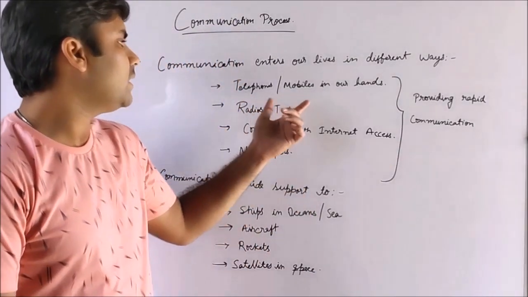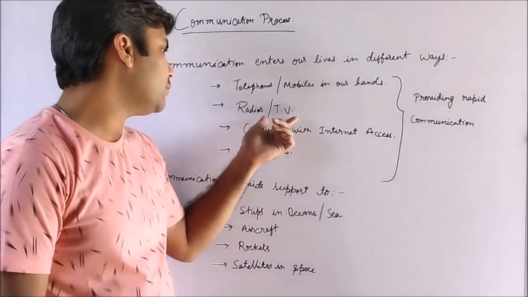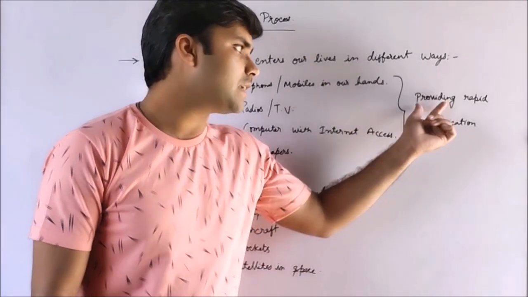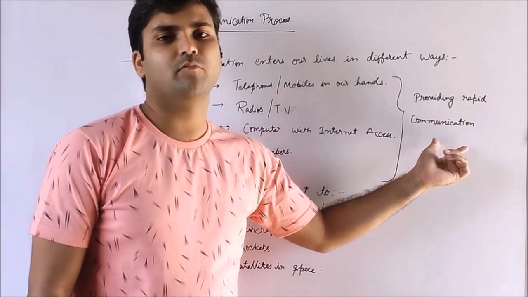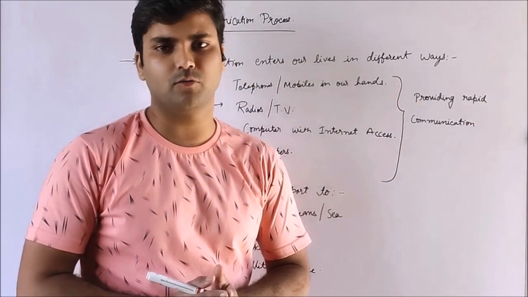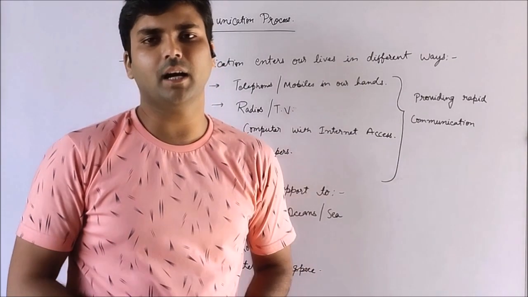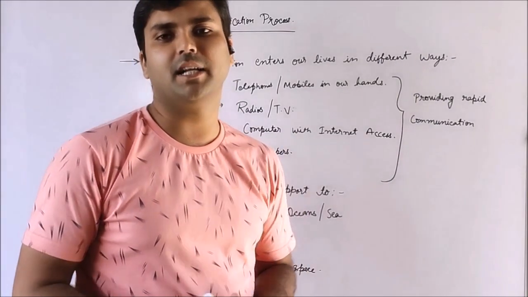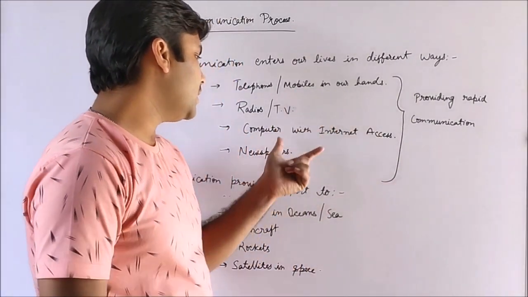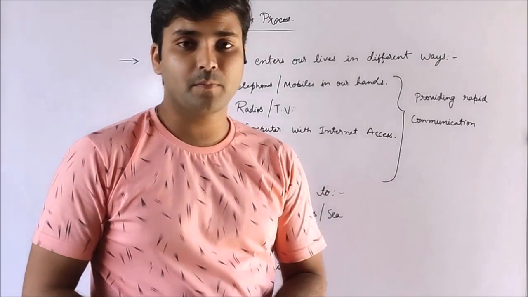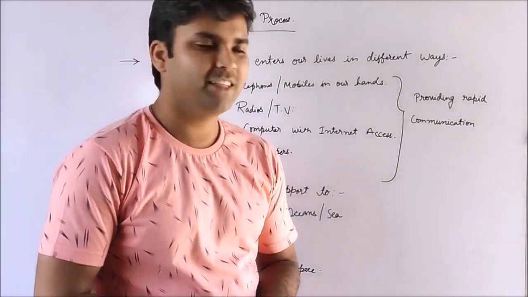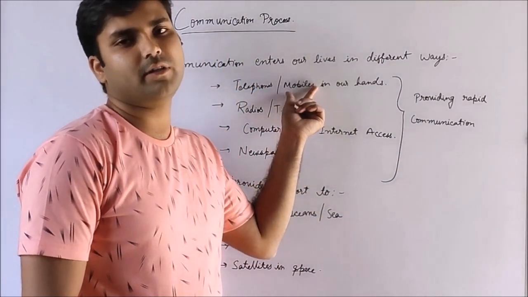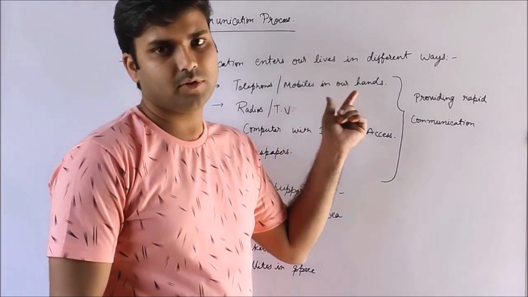For example, telephones and mobiles in our hands, radio, TV, computers with internet access, newspapers, all these are providing us rapid communication. Whatever is happening around the globe, in the world, in the area around us, we are learning and getting information about that incident through all these things. Computers with internet access can nowadays be accessed through mobiles also, because we have got our smartphones, isn't it?